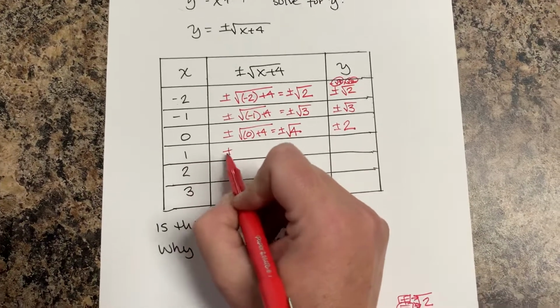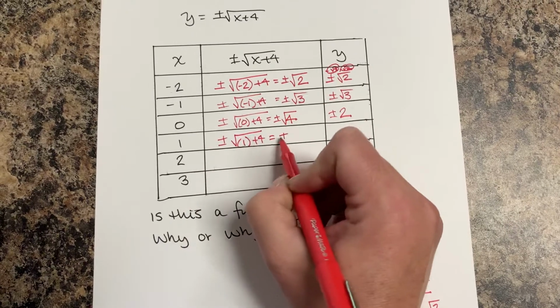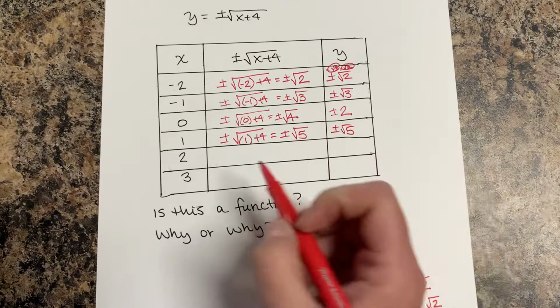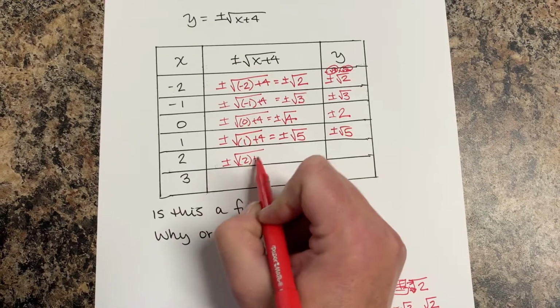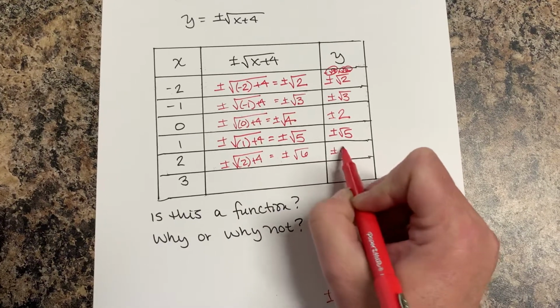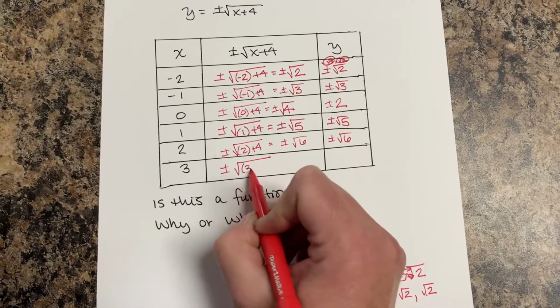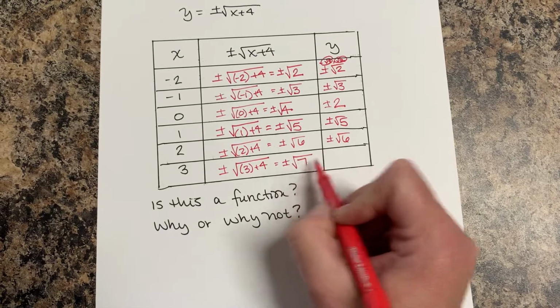All right, so when x is 1, plus or minus the square root of 1 plus 4, which is plus or minus the square root of 5. When x is 2, 2 plus 4, plus or minus the square root of 6. And then plus or minus the square root of 3 plus 4, which is plus or minus the square root of 7.